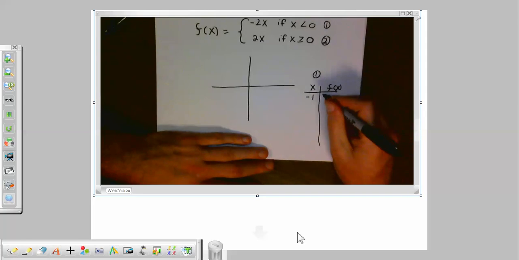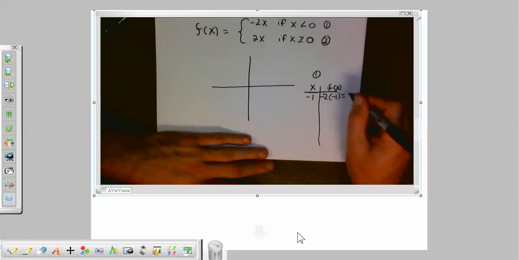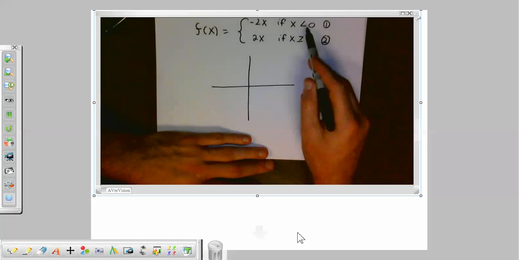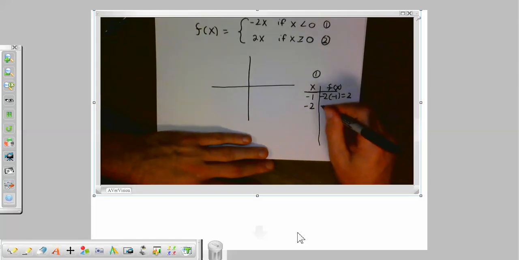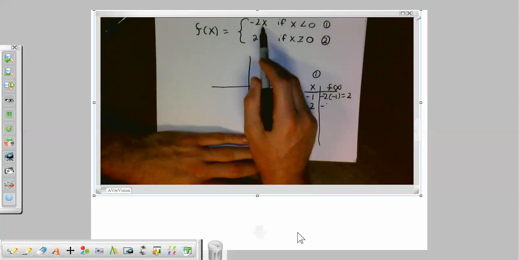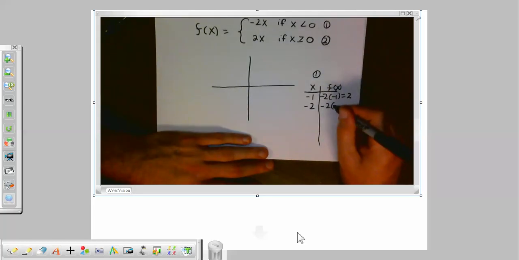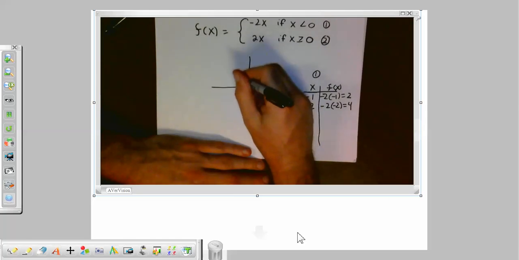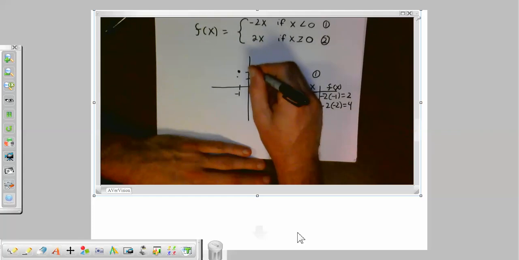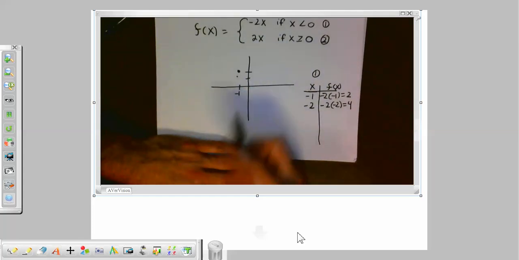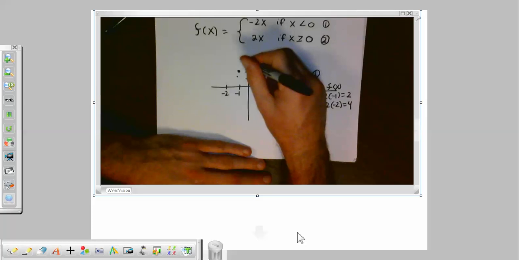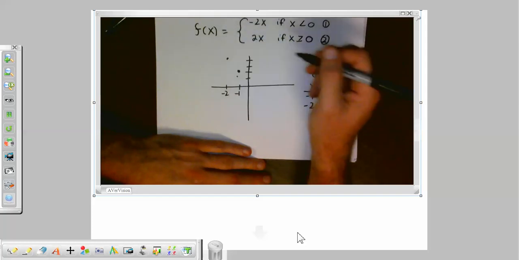So f of negative 1 is going to be negative 2 times negative 1, which is equal to 2. And I can also pick negative 2 as a value because negative 2 is less than 0. If I plug it into my function, I'm using negative 2 times the number I choose, so it's negative 2 times negative 2, which equals 4. So if I plot over here, when x is negative 1, y is 2. It's the point negative 1, 2. And then I have the point negative 2, 4, which is going to be this point right over here.